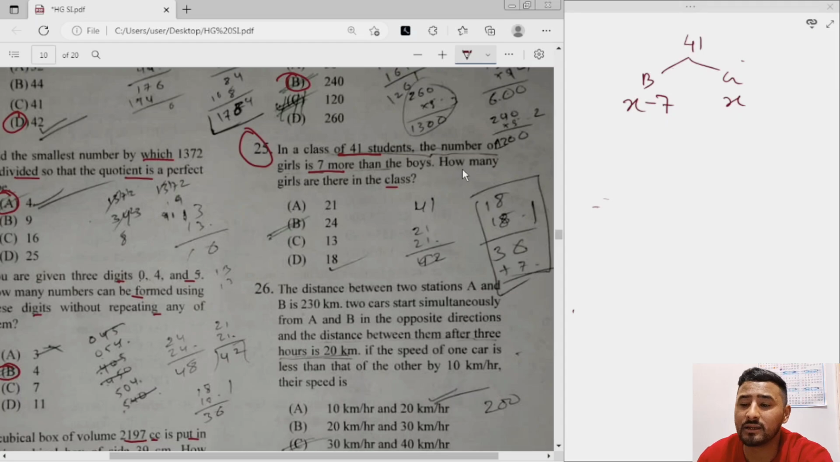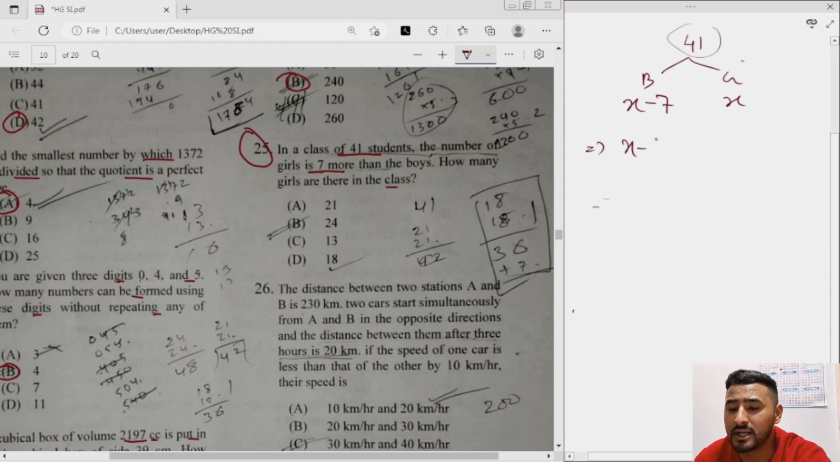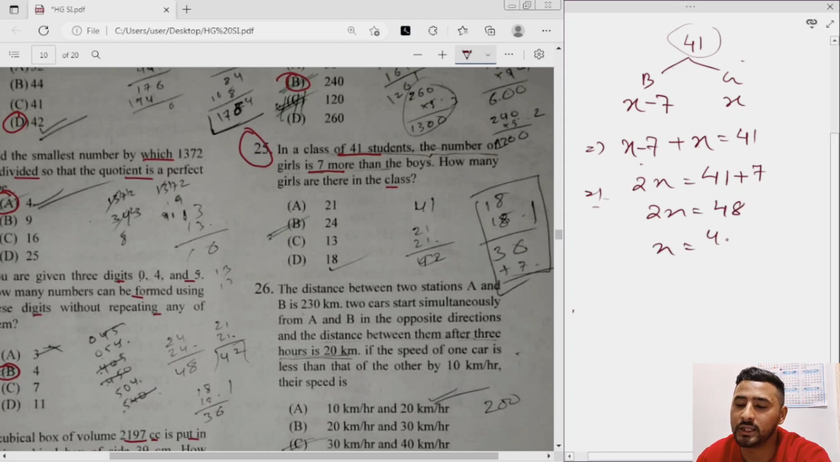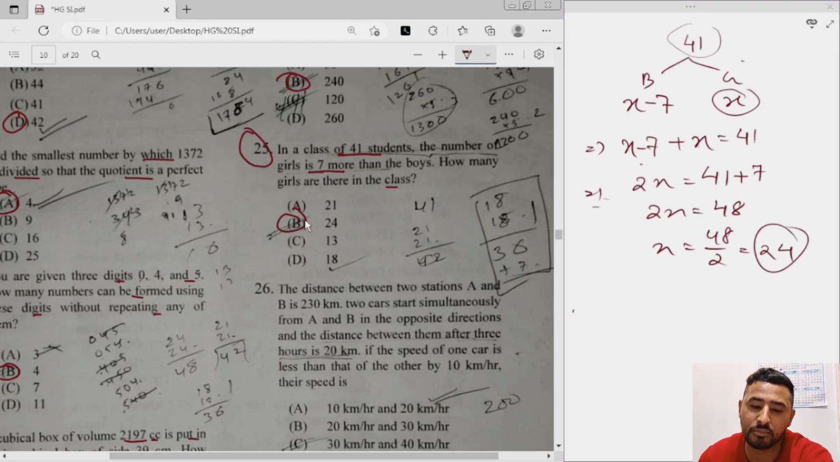How many girls are there in the class? Let us find that. Total is 41. Use the ratio method. Get the sum of x and x minus 7 equal to the total, 41. So x plus x is 2x, minus 7 equals 41. Bring the minus 7 to the other side, it becomes plus 7. You get 2x equal to 48. So x will be 48 by 2, which is 24. So the value of x, that is girls, is 24. Option number B will be the correct answer.